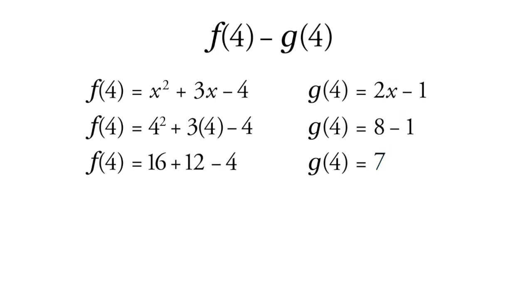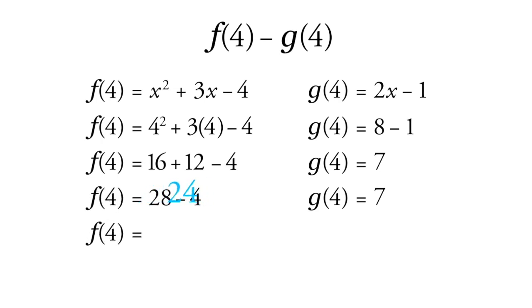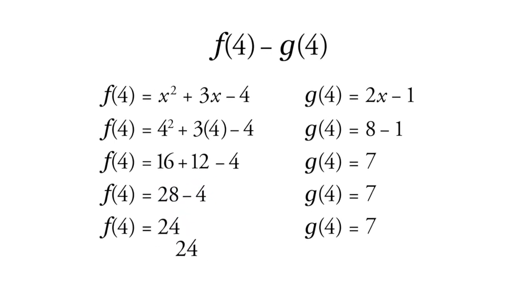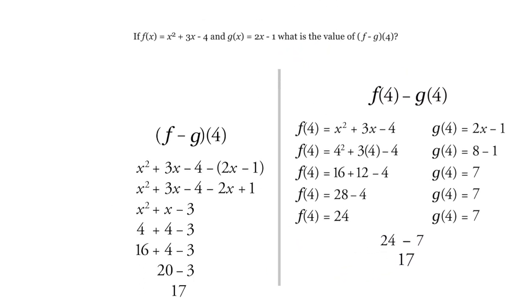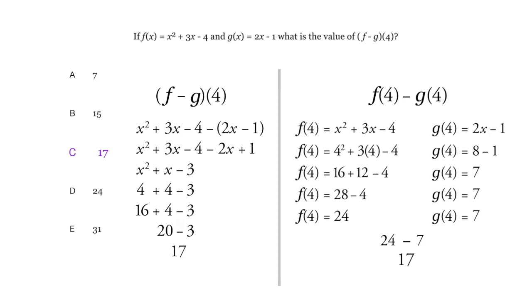So then we say, okay, 16 plus 12 is 28. 28 minus 4. And on the other side, our g side, is 7 still. And 28 minus 4 is 24. So 24 and 7. And we're going to subtract them because we're looking to subtract f of 4 minus g of 4. So 24 minus 7 is still 17. You'll note that's the same answer we got when we did it the other way.